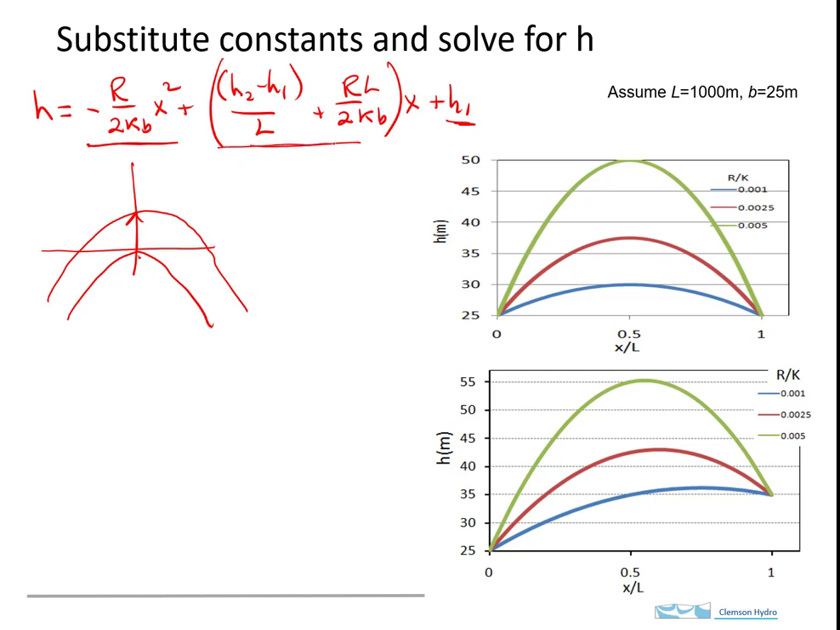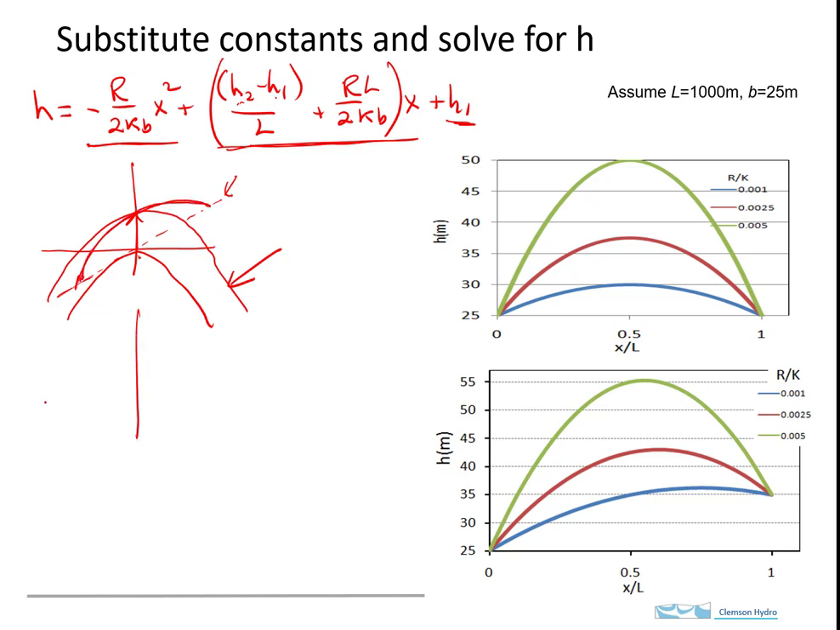And then this term here, this is the equation for a line. And if H2 is greater than H1, then it has a positive slope. So it would be a line that kind of looks like that. And so if we add that line and that line, then it's like this parabola that gets tipped. So it looks like this.